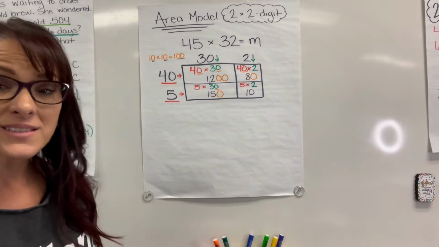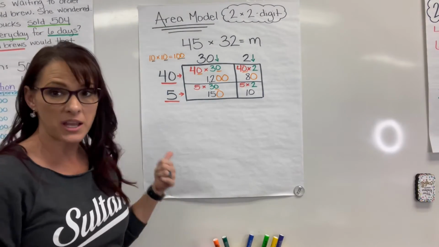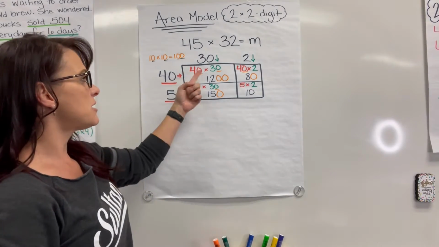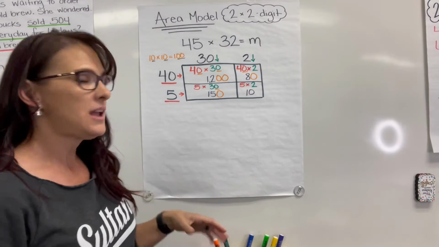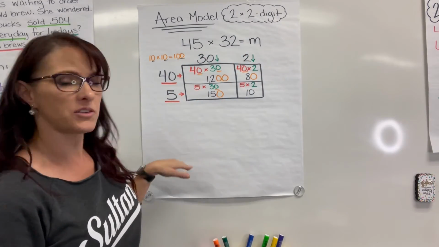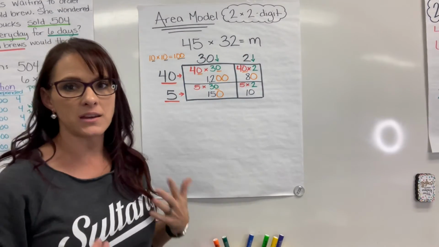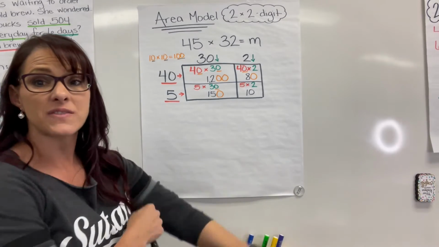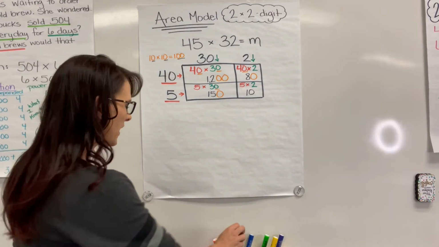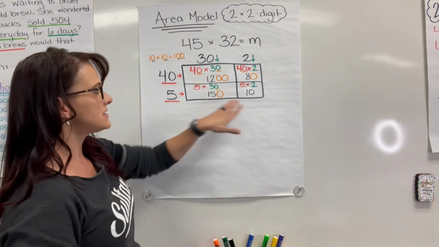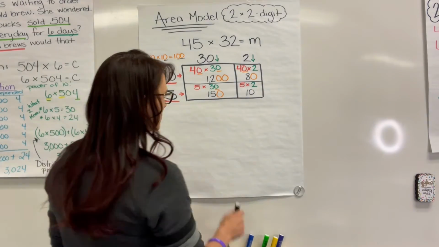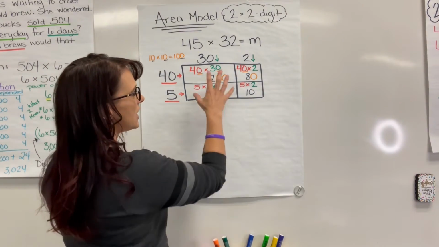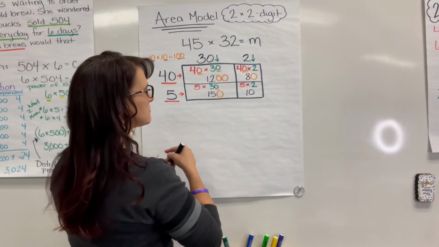So if you notice, I had to know my basic multiplication facts. I had to know my powers of 10, and I had to know my place value when I broke apart my number. So I had to take that knowledge of expanded form. Okay, now I'm going to take these amounts and add them together. So I'm going to start with my largest amount and go down to my smallest amount.